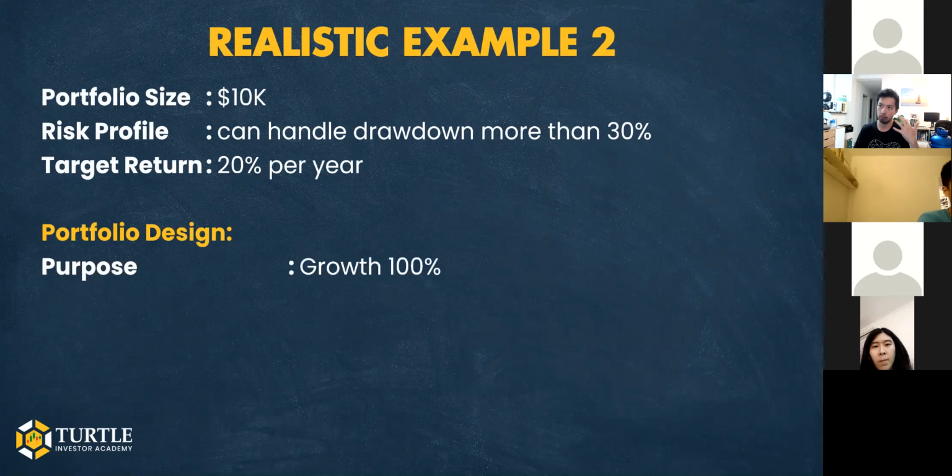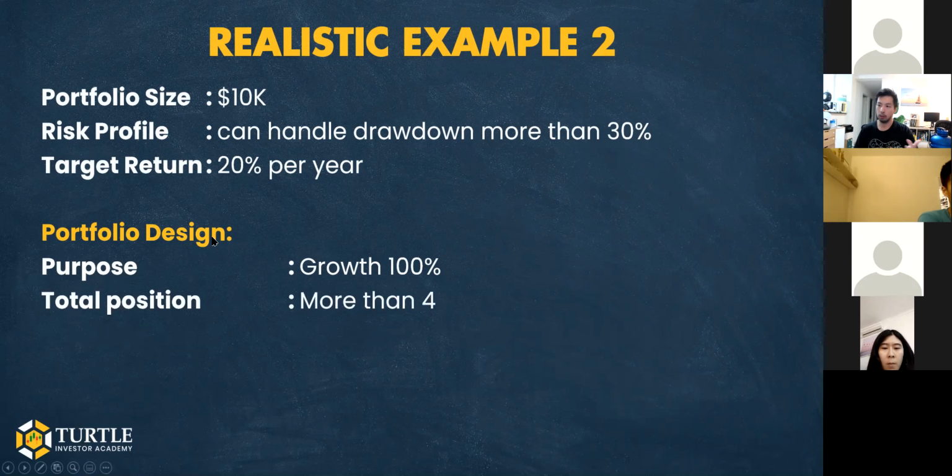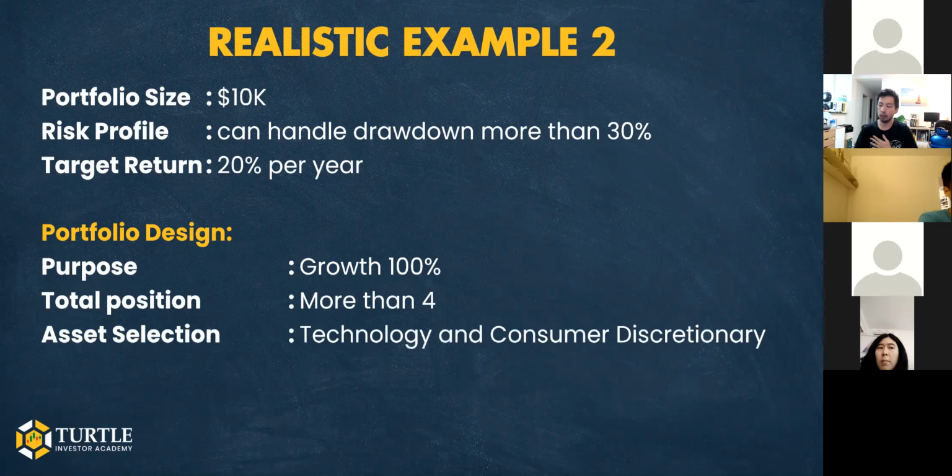Coming to the portfolio design, similar. Try to grow as much as we can, so I would just allocate 100% to growth. For the total position, he can handle more than four. So even four companies in the portfolio is totally fine for this kind of person, right? And of course, in terms of asset selection, since he or she can handle more risk and is looking for higher return, we start looking at sectors like technology and consumer discretionary.